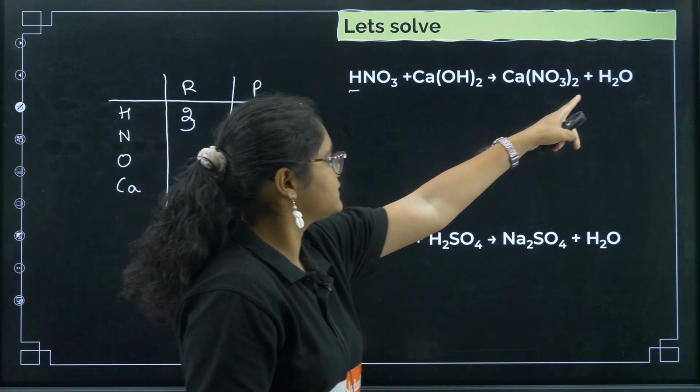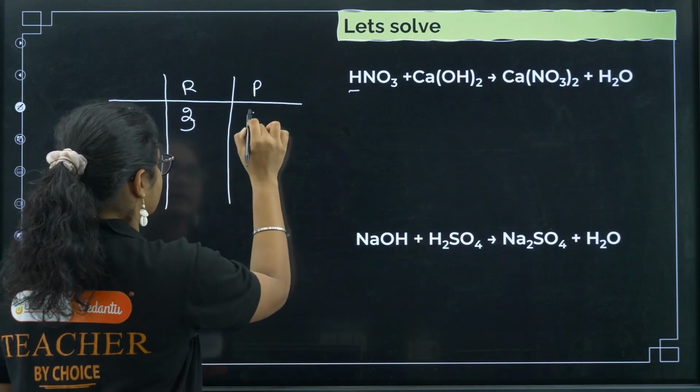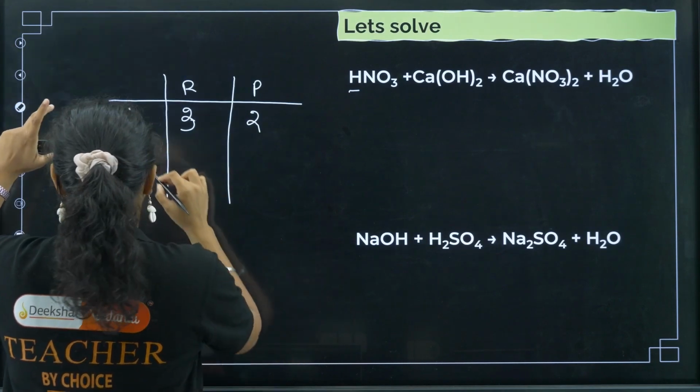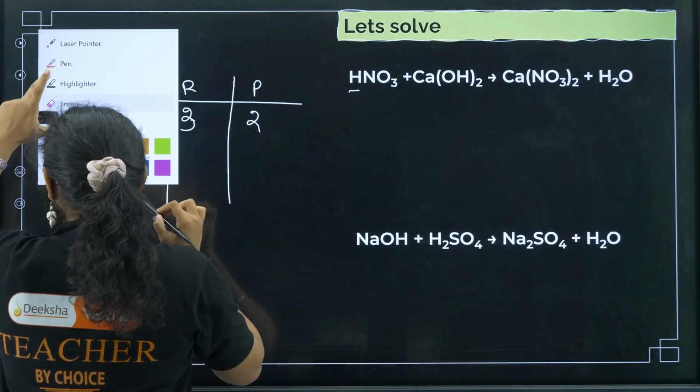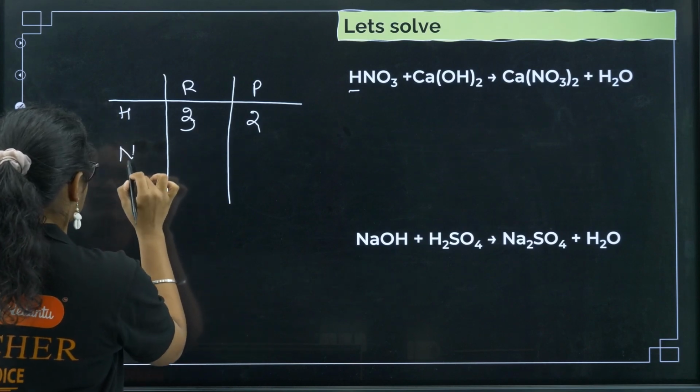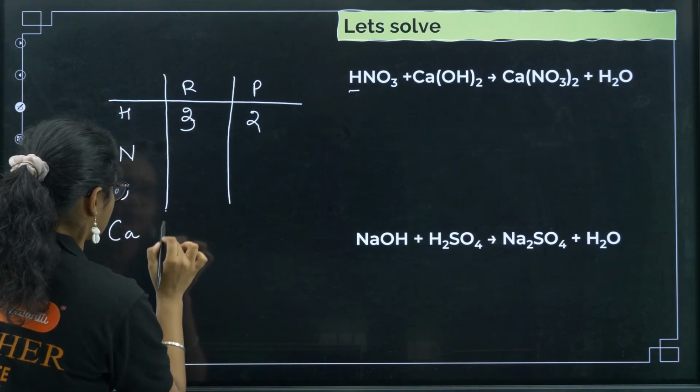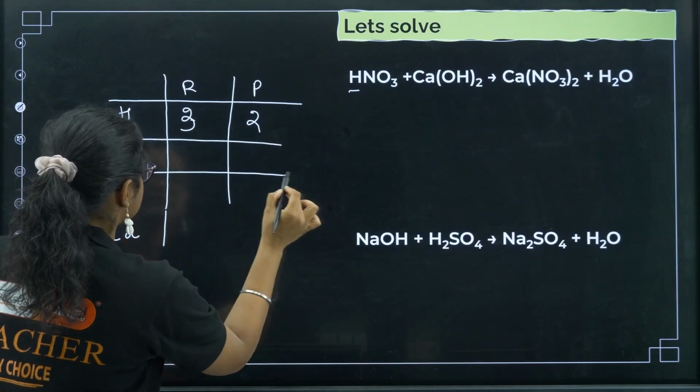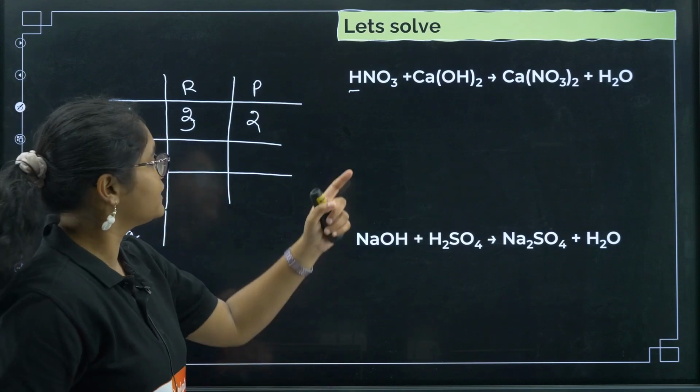And if you see the product side, only here we have hydrogen, and that is 2 hydrogens. Okay, so let me give some space here. So we have hydrogen, nitrogen, oxygen and calcium. Okay, next if I see nitrogen, how many atoms are present?